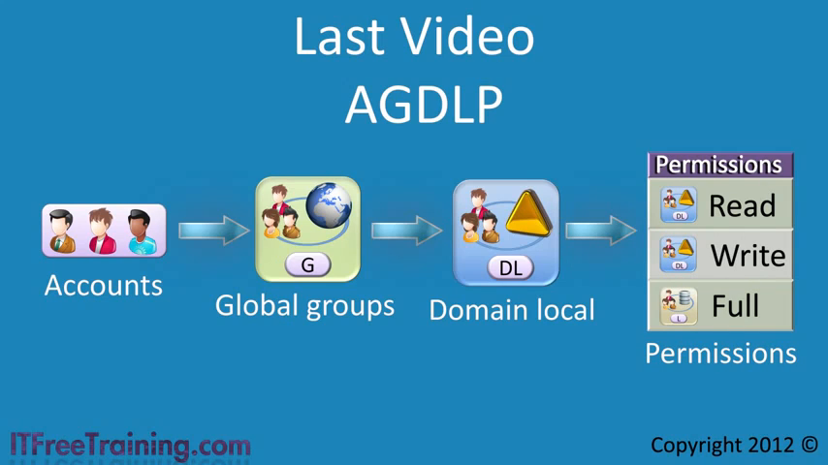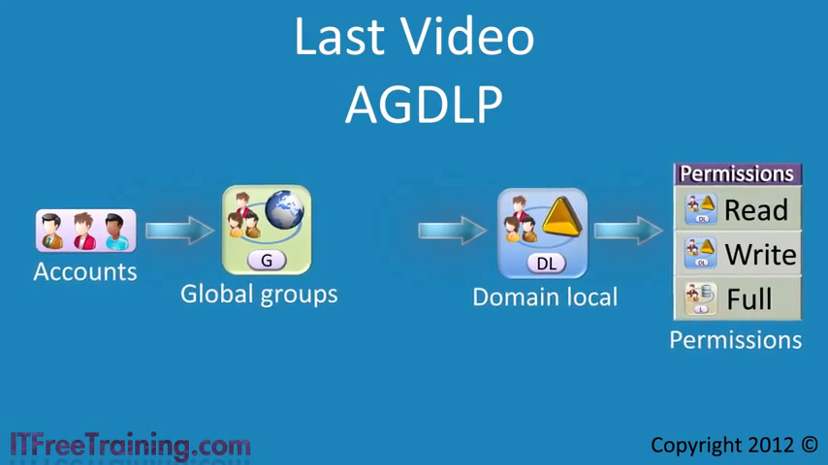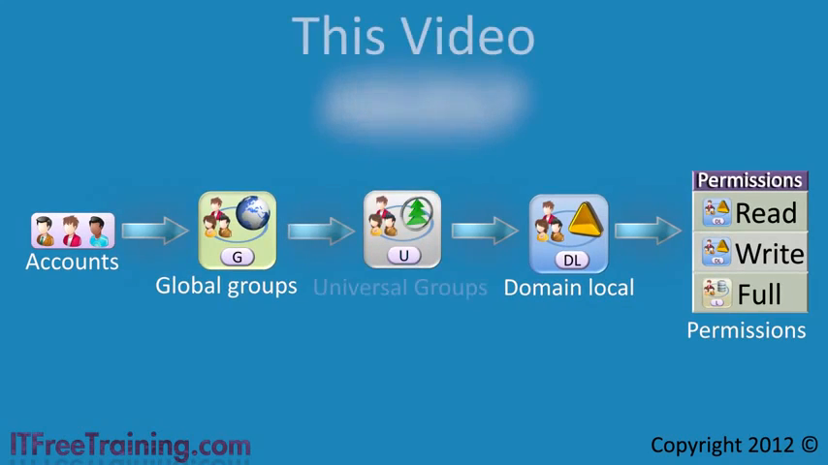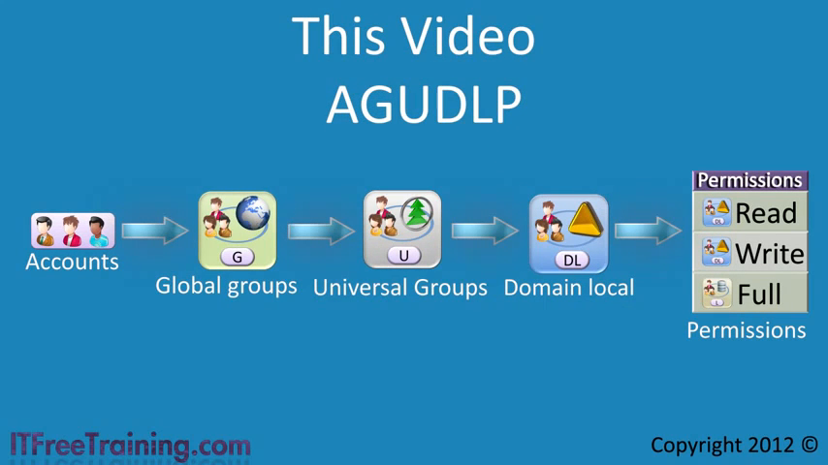This works well in a single domain environment or a small environment with few domains. In a large enterprise with multiple domains, you will want to look at a different group strategy like AGUDLP, as it scales better and provides more functionality and flexibility than AGDLP. AGUDLP adds universal groups between global groups and domain local groups. You now have accounts going into global groups like before, but now these global groups go into universal groups. These universal groups go into domain local groups, which then are applied to the resources as permissions.